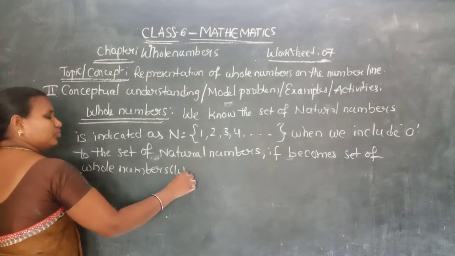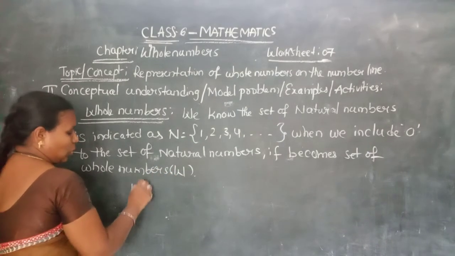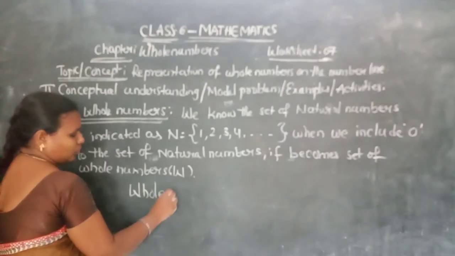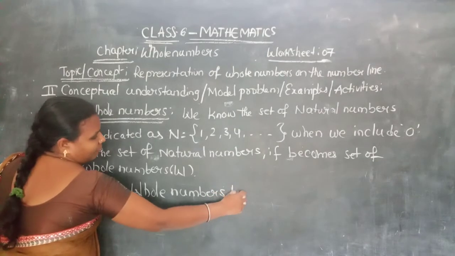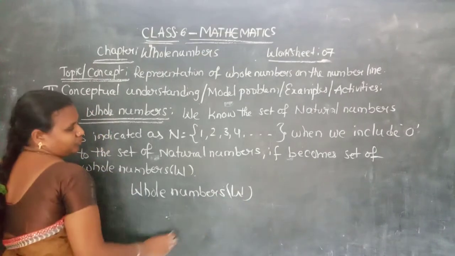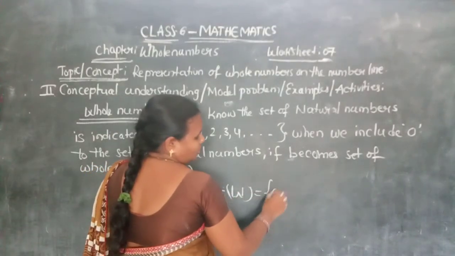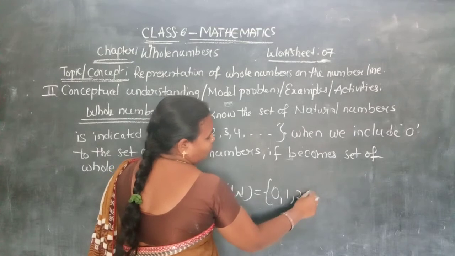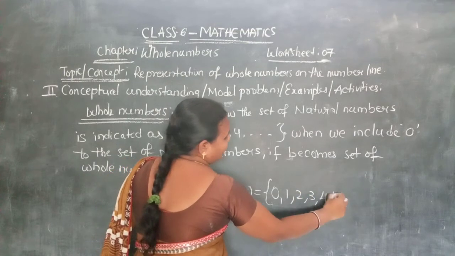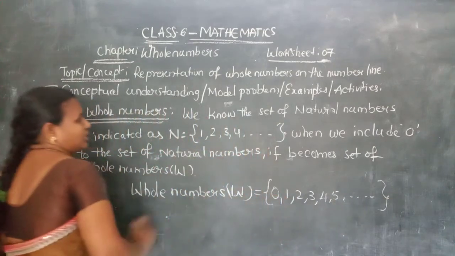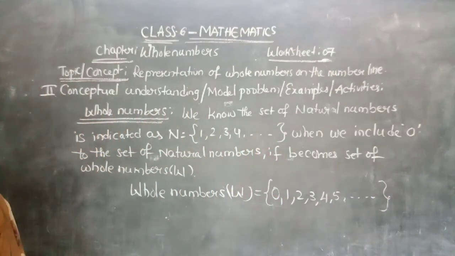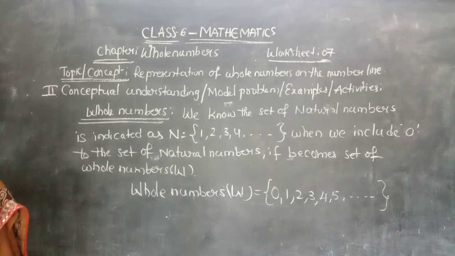W. Whole numbers, W equal to 0, 1, 2, 3, 4, 5 and so on. To the natural number set, we include 0, that is the whole numbers set. Write this definition.